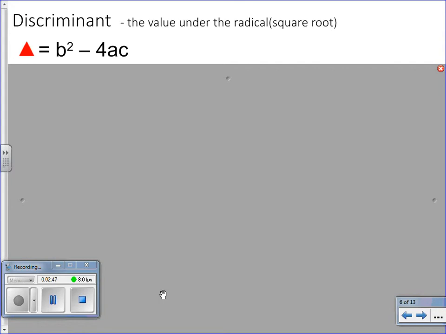If you wanted to use a letter instead of a shape and call it d equals b squared minus 4ac, d for discriminant, you could do that as well. I'll show you in a little bit.